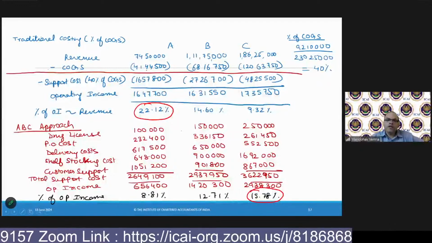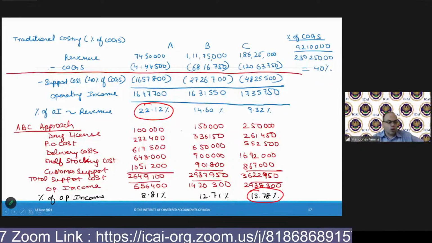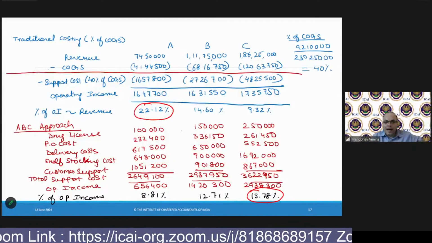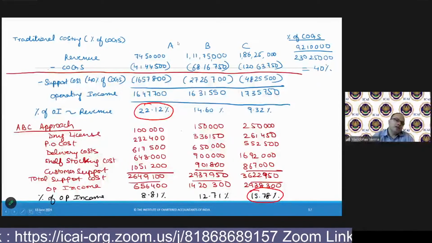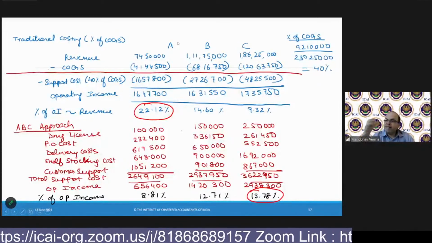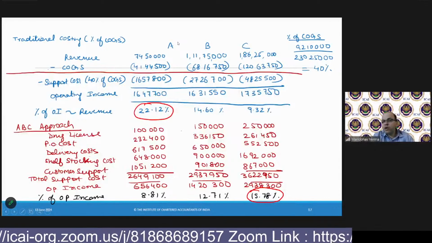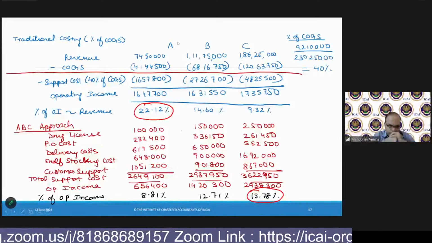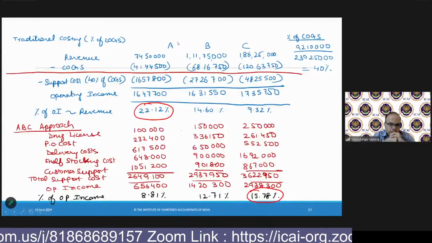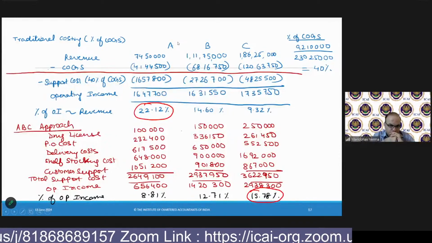Do you think so? If I had been following my traditional costing mechanism, I believe I would have taken a decision of continuing drug A. Whereas with the detailed aligning of the cost to the activities, I believe continuing drug C makes more sense. What do you think? What do you think, guys?